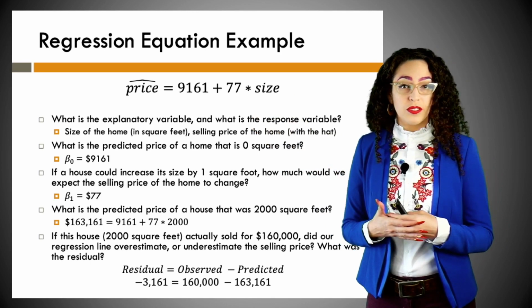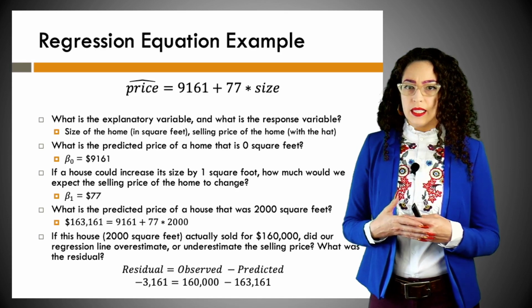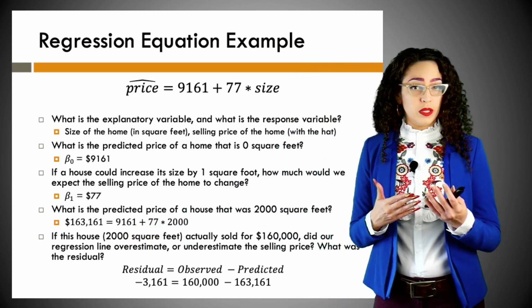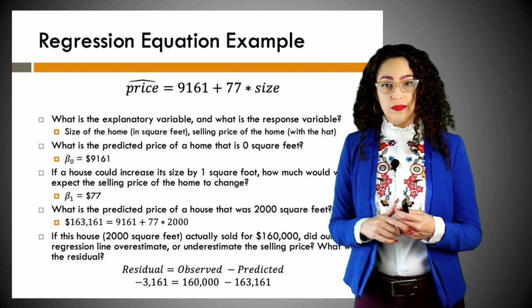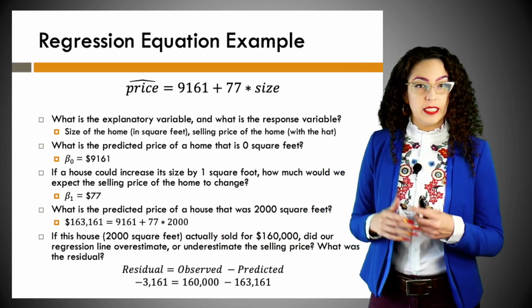That house actually sold for $160,000. Did our regression line over or underestimate? We overestimated ever so slightly. But what would the residuals be? We take the observed minus the predicted, and we end up with $3,161 that we were overestimating.